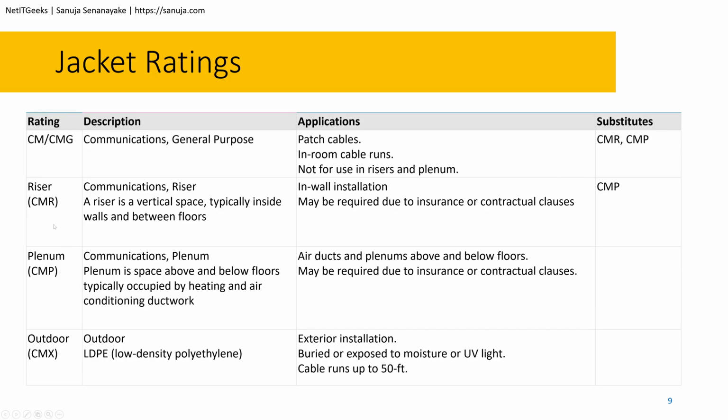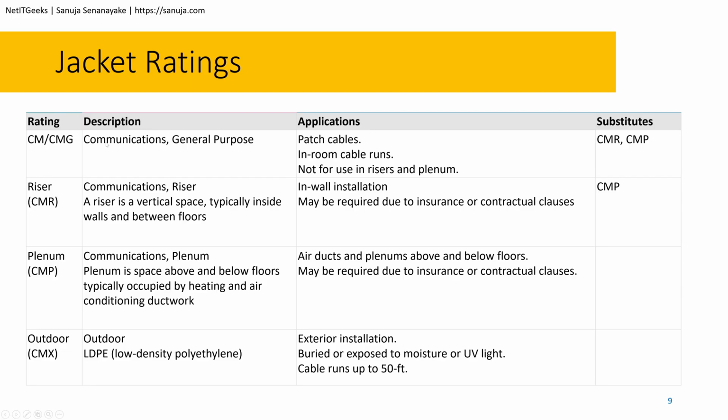Riser, also known as CMR type rating, is used for communications. A riser is a vertical space, typically inside walls, between walls. So if you're pulling cables between walls to a wall plate, CMR cable is typically recommended, and those are used for in-wall installation and may be required due to insurance or contractual clauses, and also legal reasons.